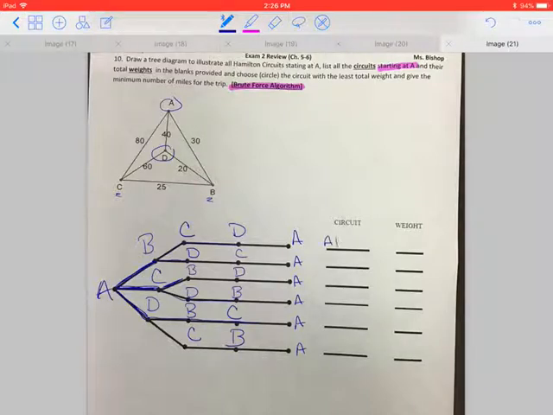So I'm going to list these: A, B, C, D, A. That is following this first line right here. All right, so then if I follow the next line right here, that would give me A, B, D, C, A. So I keep doing that. I go to the third line and I get A, C, B, D, A. And then the fourth line is A, C, D, B, A. All right, so we'll go ahead and fill in those last two.